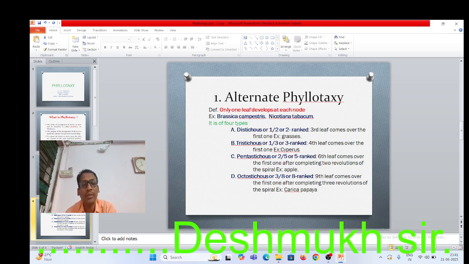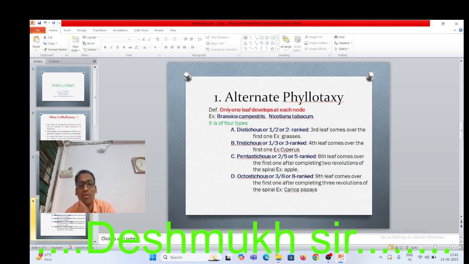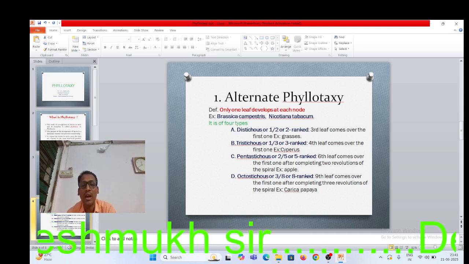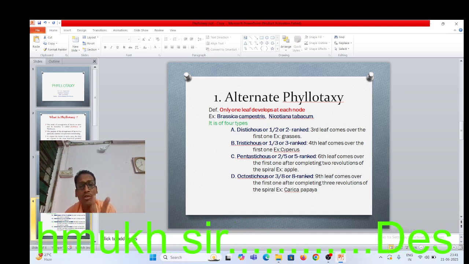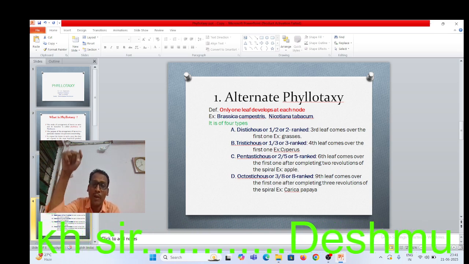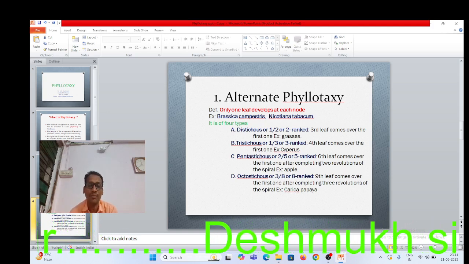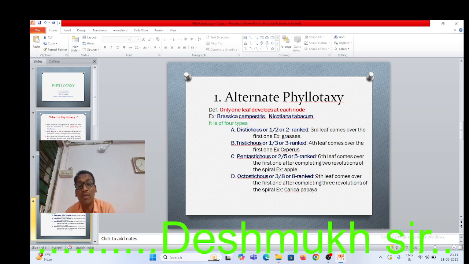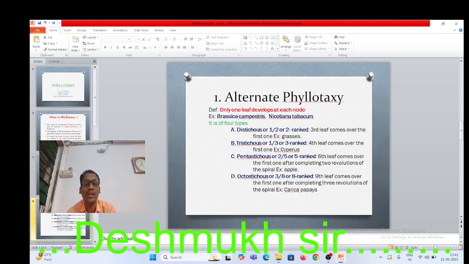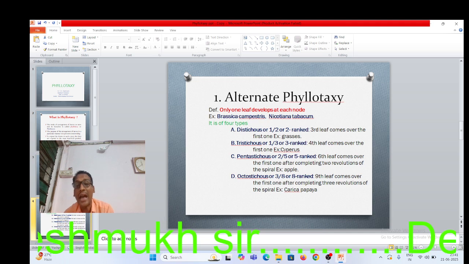The third kind is the pentastichous, or you can say 2 by 5th, or five-ranked. The sixth leaf comes over the first one after completing two revolutions of the spiral. दो रिवॉल्यूशन होने के बाद में जो सिक्स्थ लीफ है वो पहले लीफ के ठीक नीचे आता है, that is going to be called pentastichous, and such an arrangement is found in apple. The last type of alternate phyllotaxy is the octastichous, or 3 by 8, or eight-ranked.